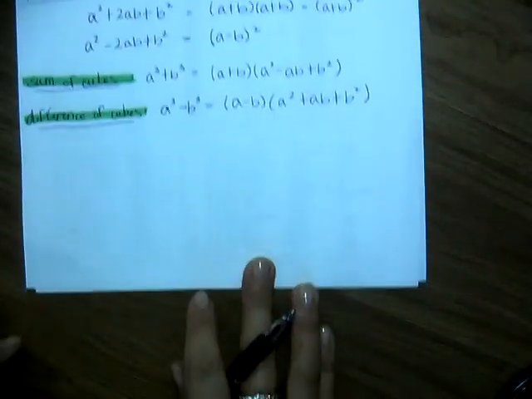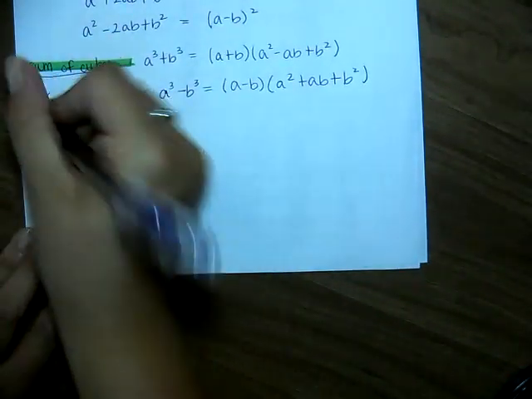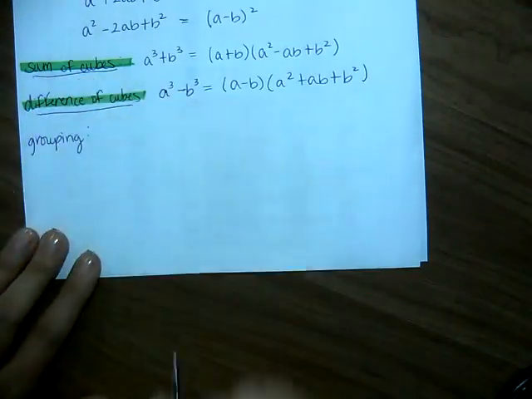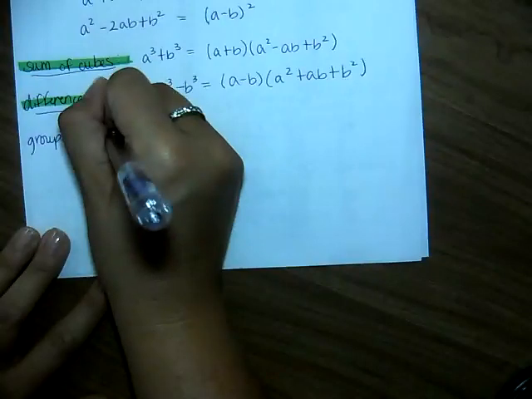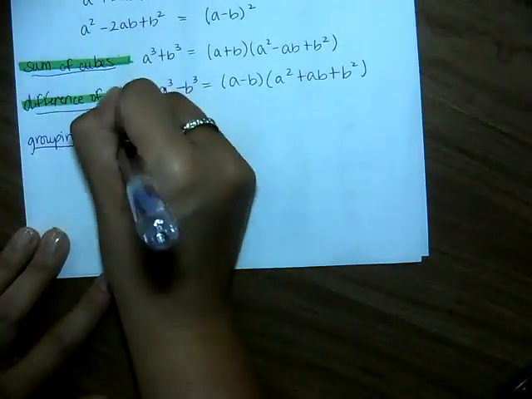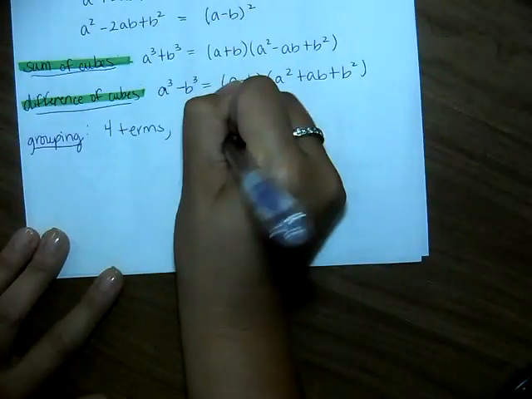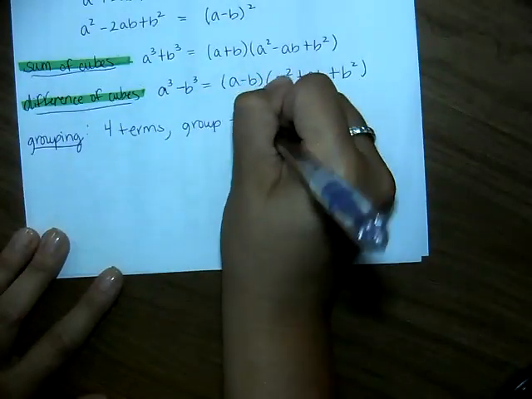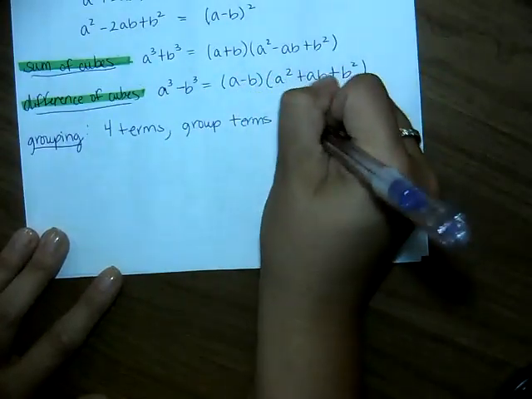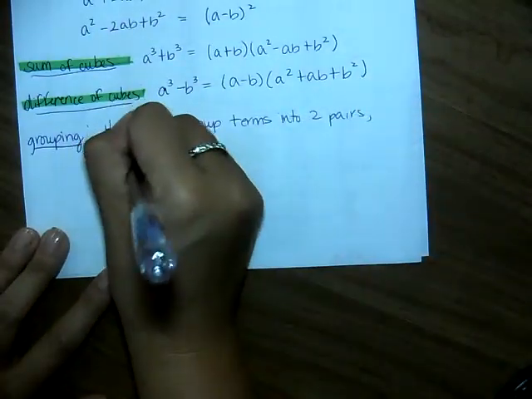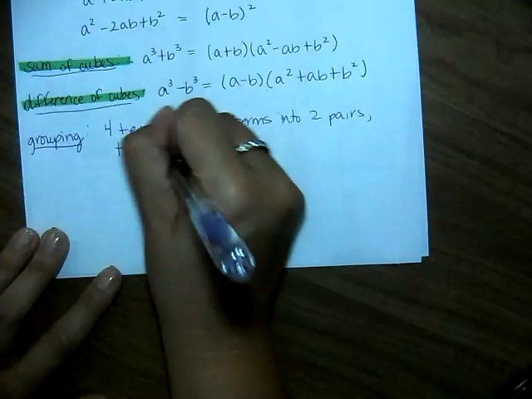One more thing. Grouping. So in order to factor by grouping, you need 4 terms. Right? You group the terms into 2 pairs. And then you factor out a GCF.